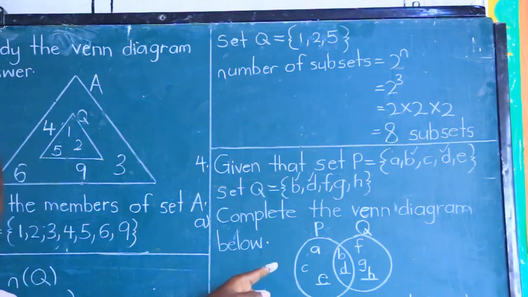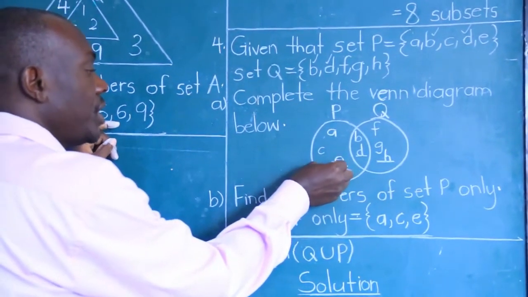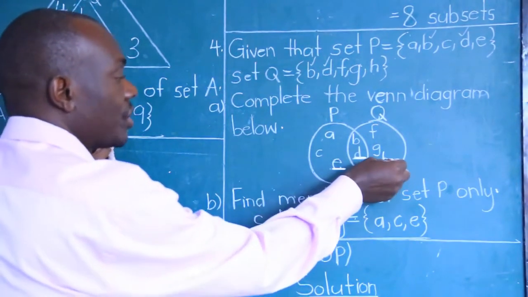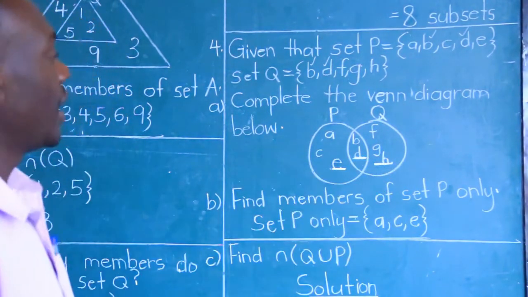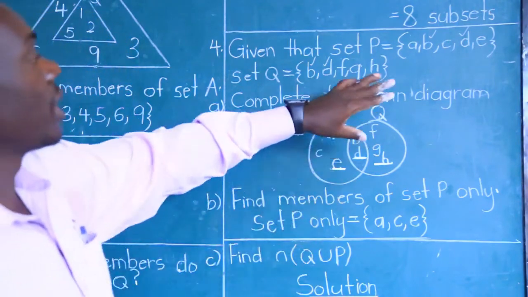The Venn diagram is done very well. These were dashes before I filled in. It's a dash, a dash, a dash. And now they are telling you to complete, meaning the diagram is incomplete.